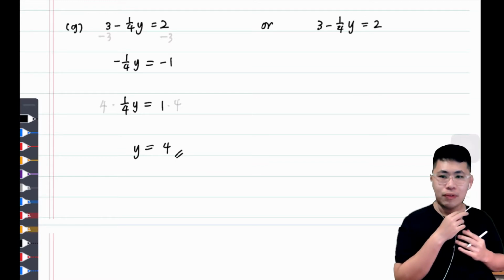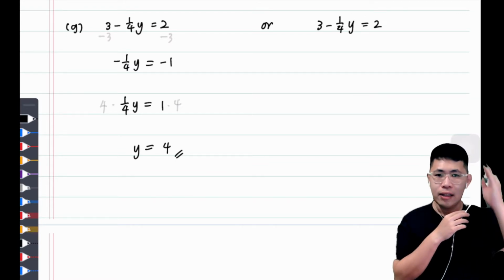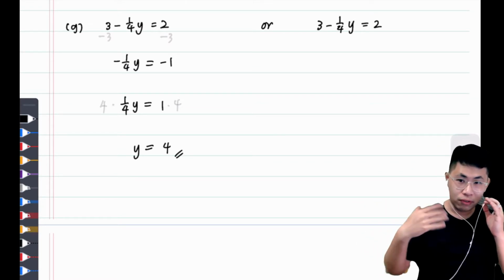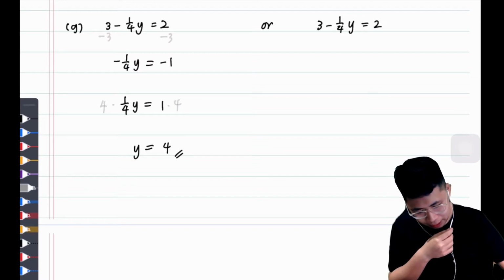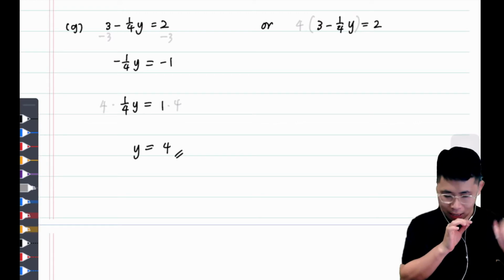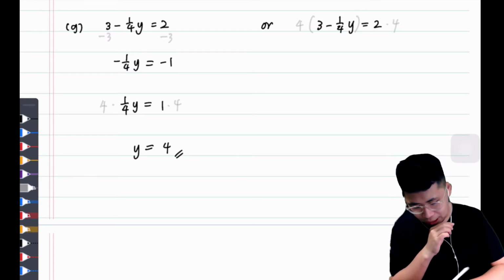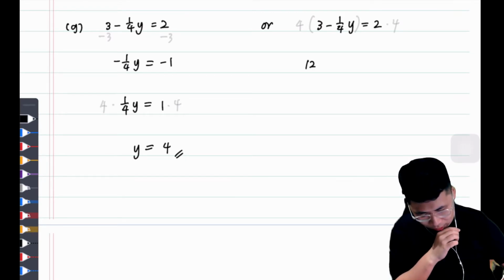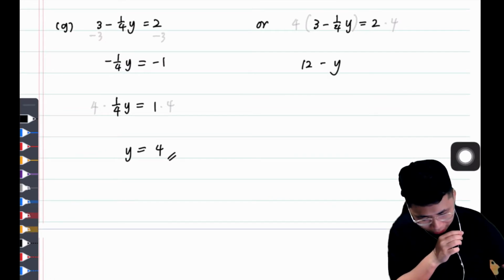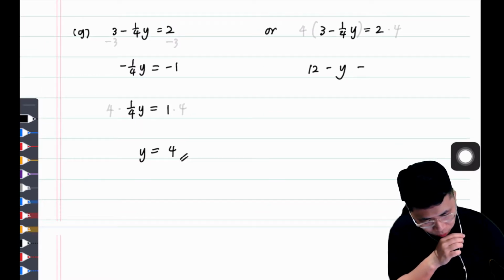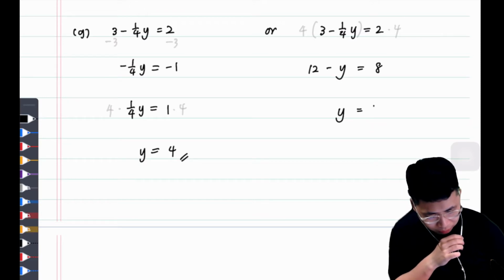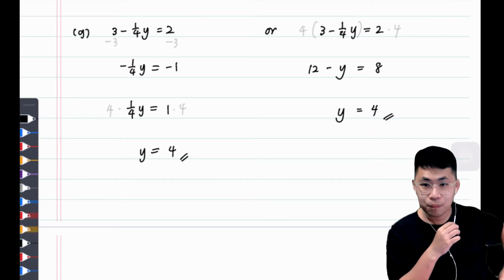Okay, now with this one over here, the second method is, now we have a 1 over 4 over there. So in order to remove the over 4, I'm going to multiply the whole thing by 4. So if I do the whole thing on the left, I also need to multiply by 4 on the right. So 3 times 4 is 12. The negative 1 over 4 times 4 is 1, so I get 1y. On the right hand side, I have 2 times 4, which gives me 8. So 12 minus y is 8. So y would be equal to 4.